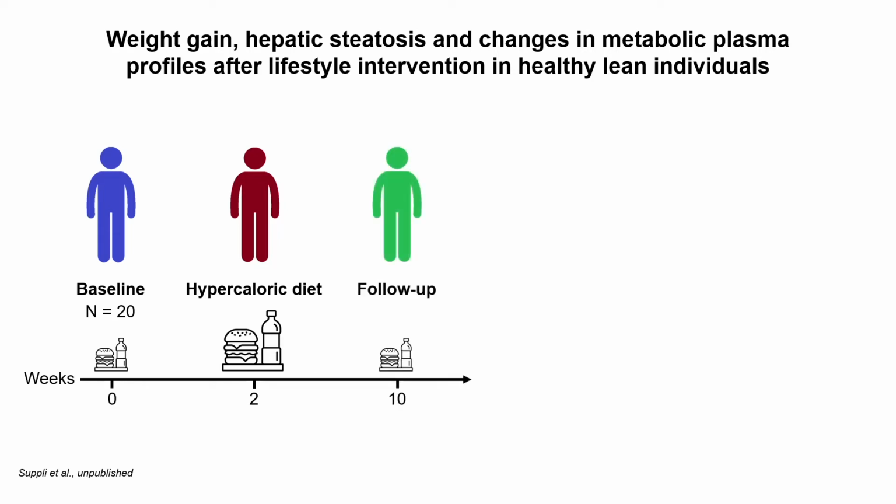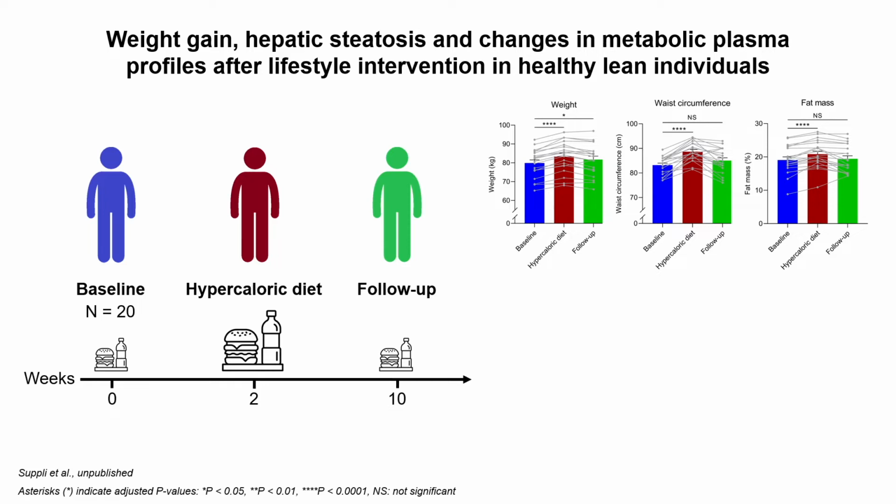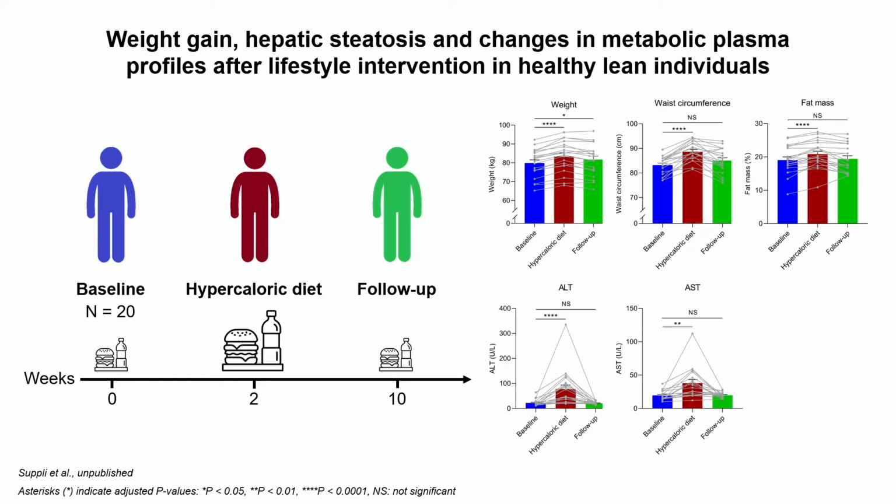And then after 8 weeks, at week 10, we asked them to come to a follow-up visit, and we did a pancreatic clamp on all 3 occasions. Just to show you what happens when you eat 5,000 calories per day for 2 weeks, they increased their weight significantly, and they were in fact not able to reduce the weight in 2 months afterwards. Waist circumference increased by around 5 centimeters and was reduced to normal, and their fat mass increased by around 1.8%. Liver enzymes increased significantly and were back to normal after 8 weeks.